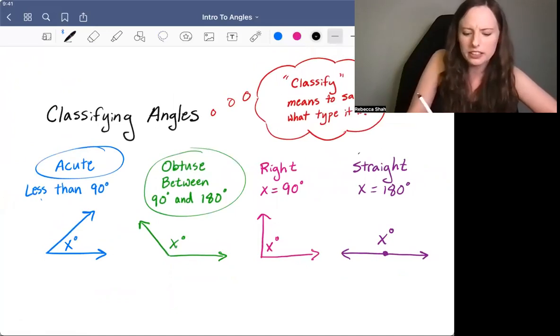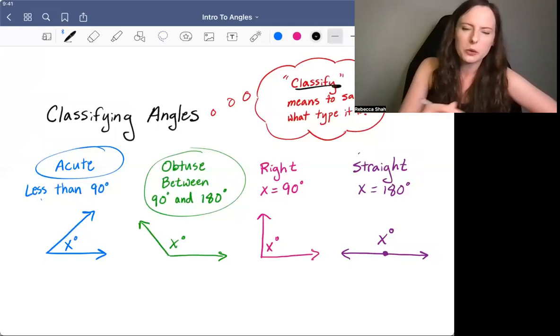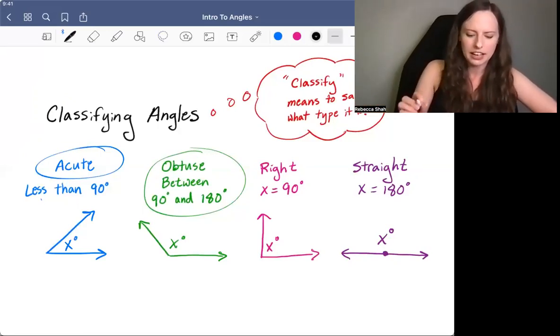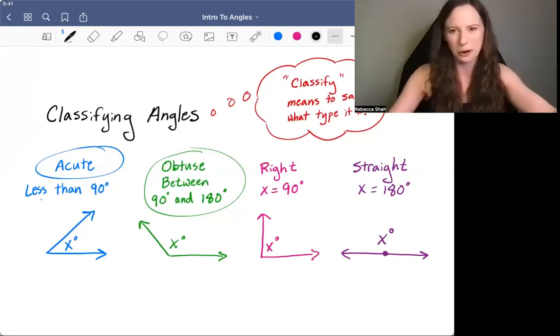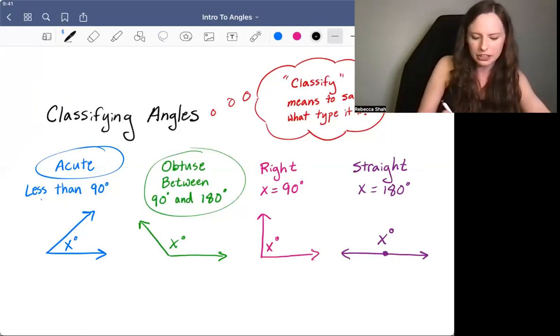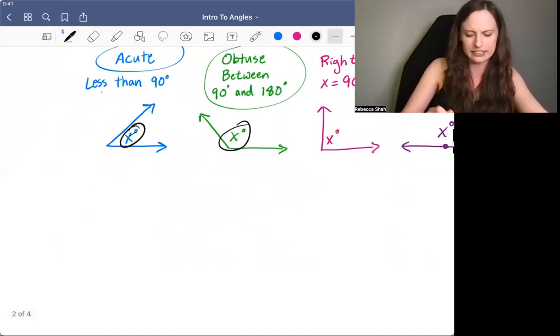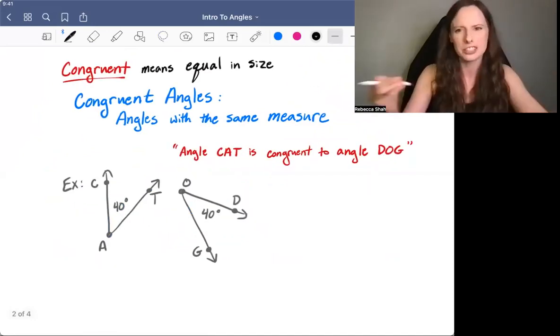Now, as a side note, the word classify means to say what type it is. So when a question asks you to classify an angle, your answer is actually a word, like is it acute or obtuse or right? So just be aware of that. And then just like we can use X's in equations to stand for numbers that we don't know, we can also use variables like X to stand for angle measures that we may or may not know.